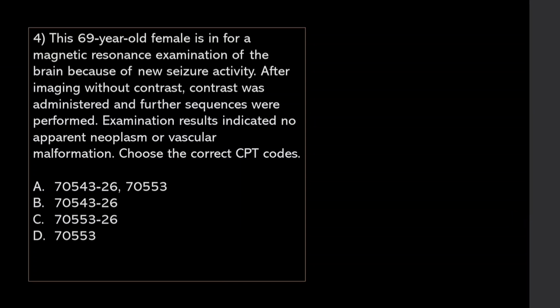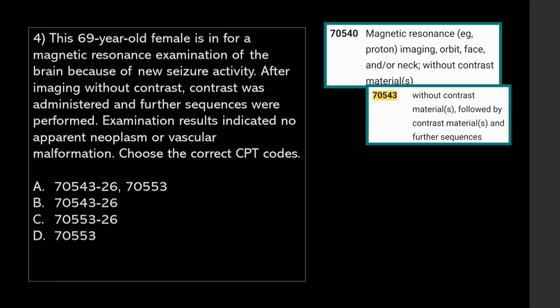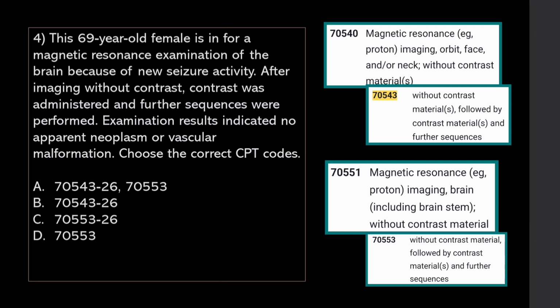Let us check the options first. Option A and B, the first code is 70543. In option C and D, the first code is 70553. So we'll decide between these two codes. The code 70543 is for magnetic resonance, for example proton imaging, that is MRI, without contrast material followed by contrast material and further sequences. And option C and D, 70553, is for magnetic resonance imaging brain including brainstem without contrast material followed by contrast material and further sequences.